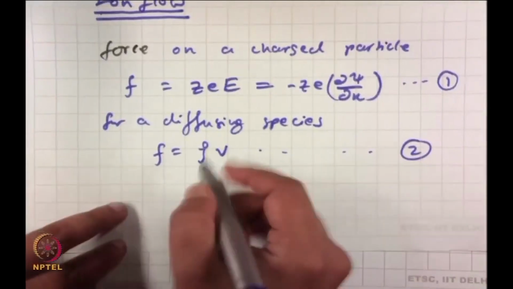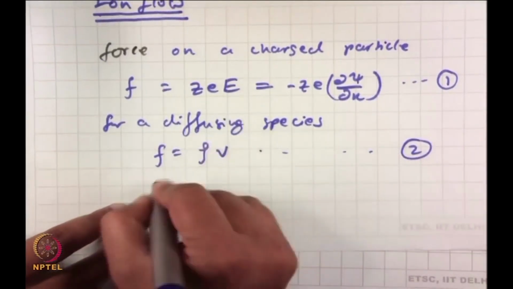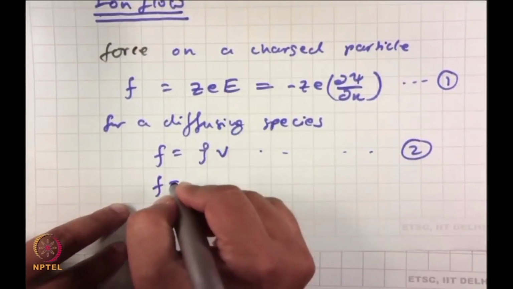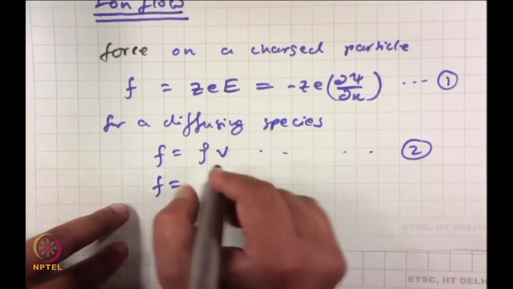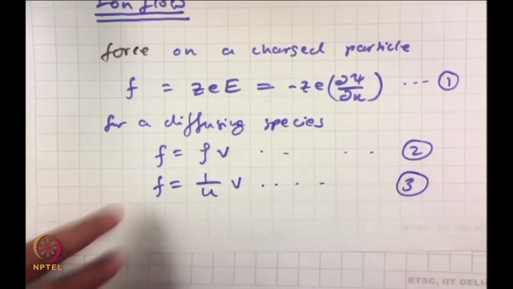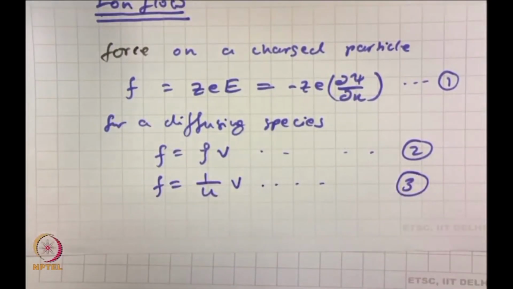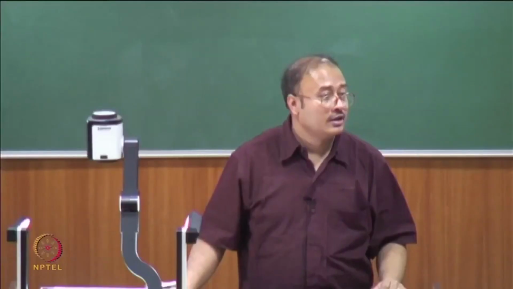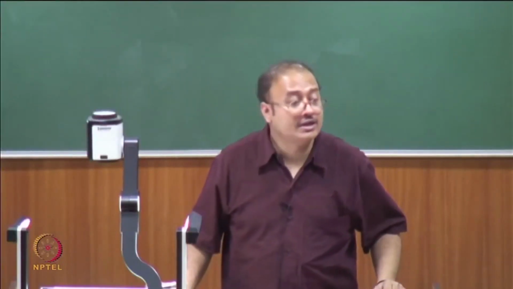Right. Now, if xi is the coefficient of friction, I can write F is equal to 1 by u times V, this is 3. What is u? u is the mobility, because if xi is the friction, then the inverse of this has to be the mobility, right. Now, why am I talking about mobility here? I am talking about mobility here because ions will be flowing, right. Ions have to be mobile, and there is something inherent related to it.